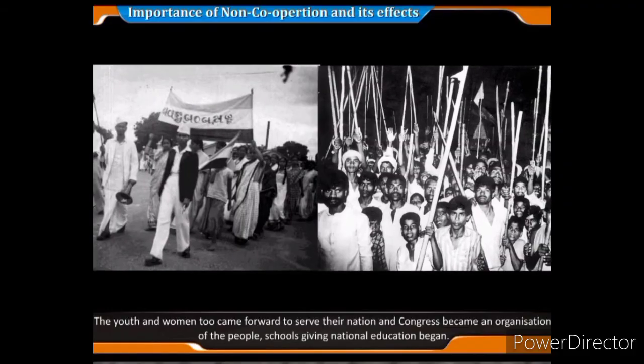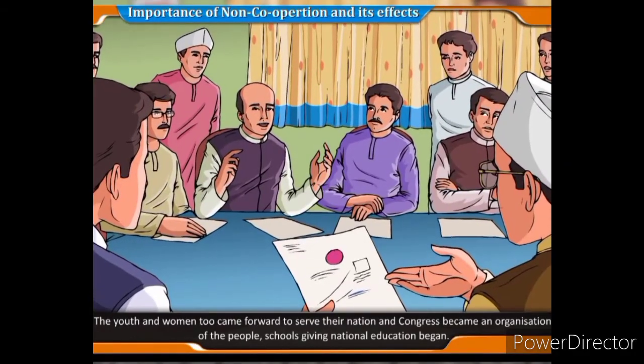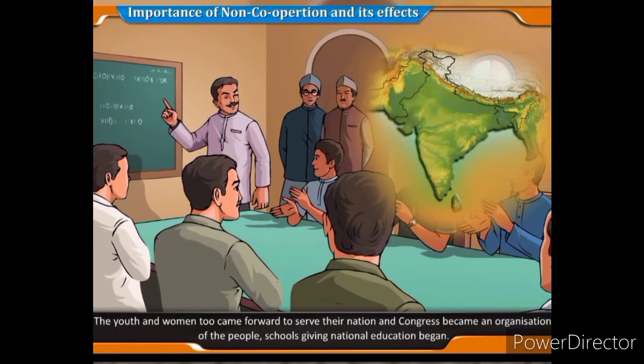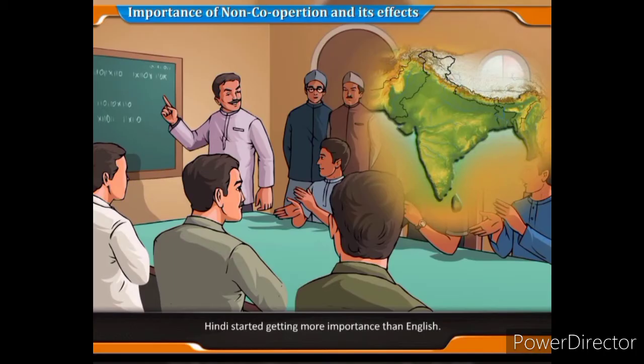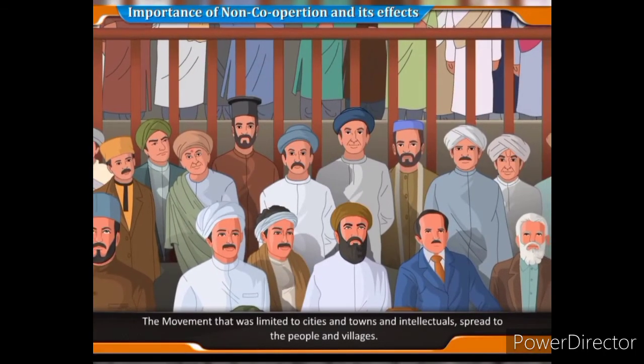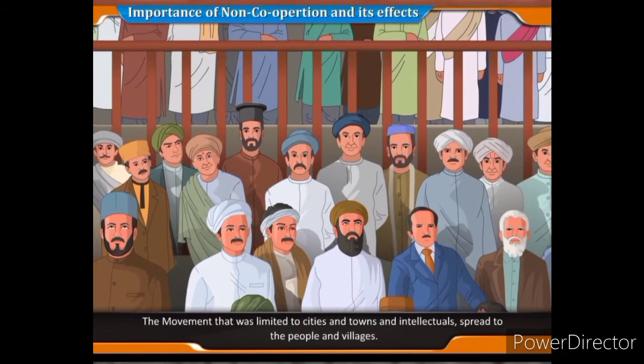The youth and women too came forward to serve their nation, and Congress became an organization of the people. Schools giving national education began. Hindi started getting more importance than English. The movement that was limited to cities and towns and intellectuals spread to the people and villages.